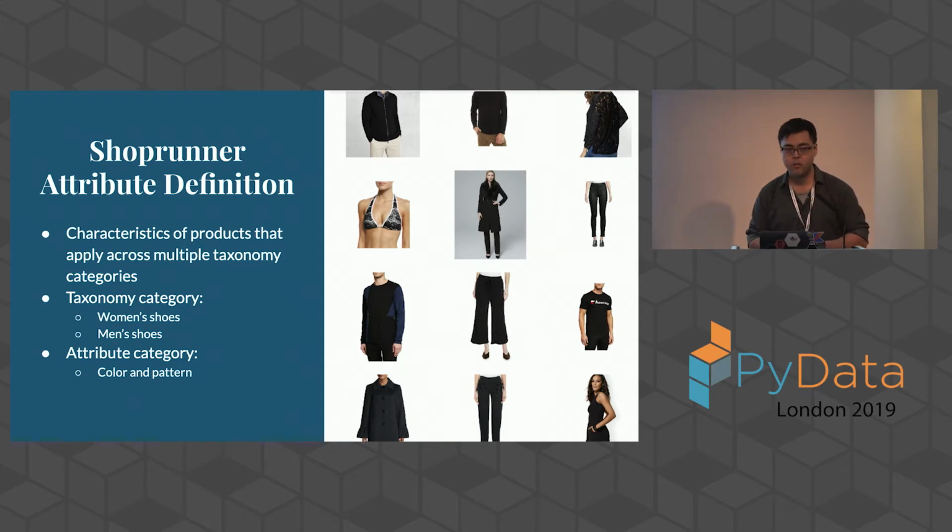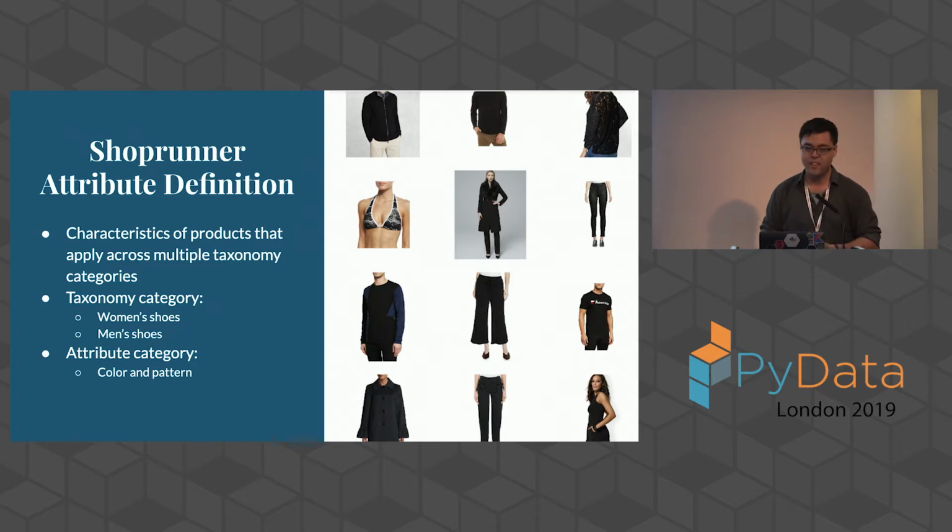Taxonomy categories are things that you would find in different sections of a department store, like women's shoes and men's shoes. On the other hand, we have attribute categories, which are things like color and pattern. These are things that can be applied across those various categories.